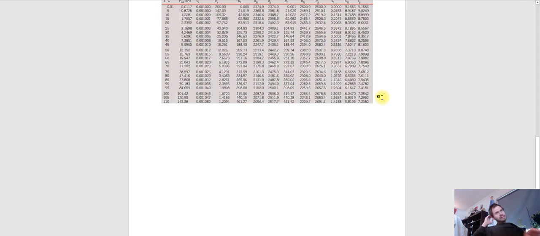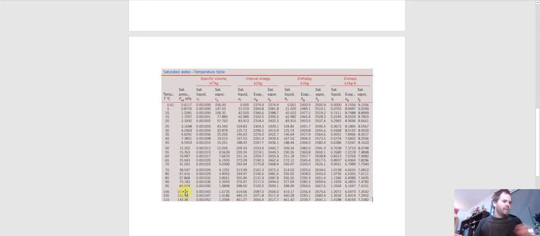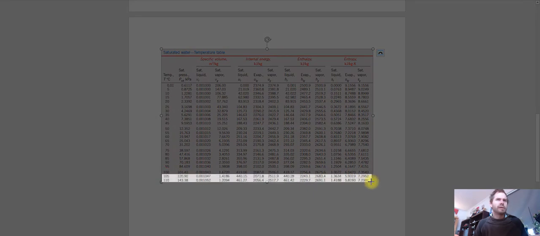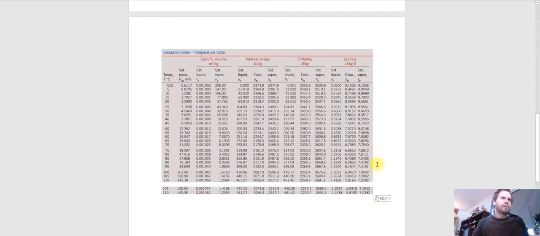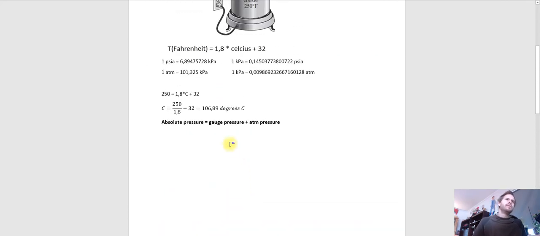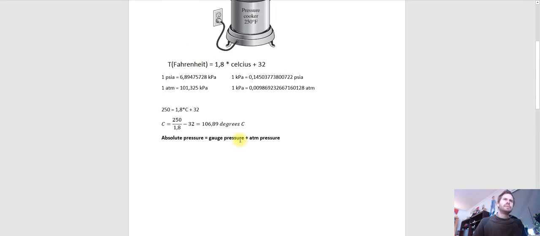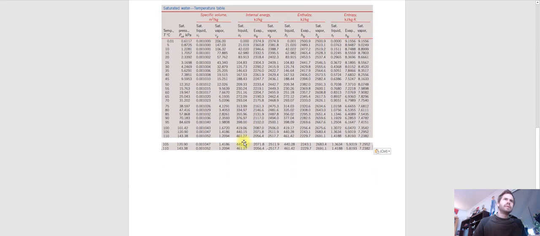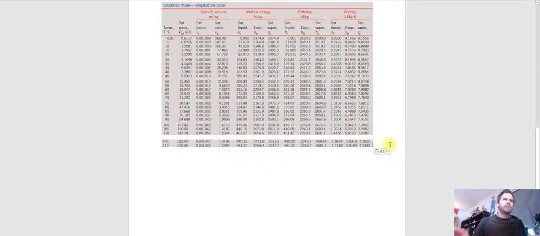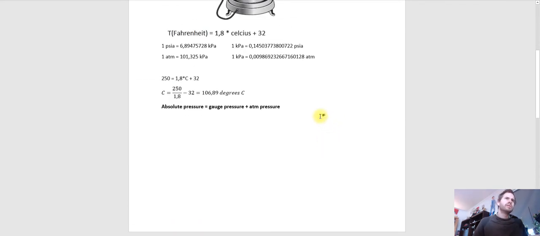So let's see. Okay, 100. We have this, these two, right? Let's take these. We will find the pressure here, and then we use the interpolation technique, and then we know the temperature. I have to look again: 106.89.